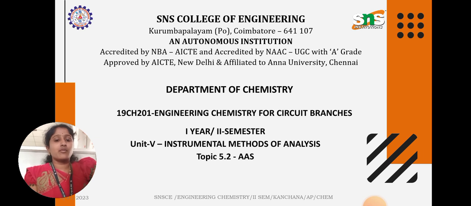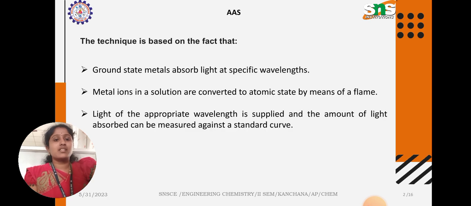In this video, I'm going to talk about instrumental methods of analysis: AAS, Atomic Absorption Spectroscopy. The technique is based on the fact that ground state metals absorb light at specific wavelengths. Metal ions in a solution are converted to atomic state by means of a flame. Light of the appropriate wavelength is supplied and the amount of light absorbed can be measured against a standard curve.